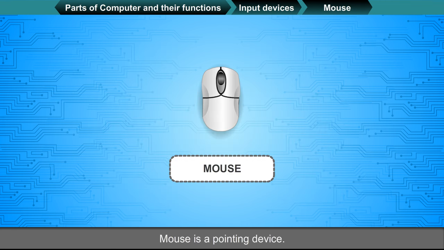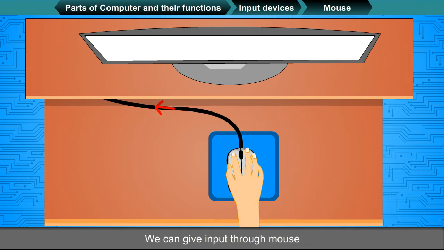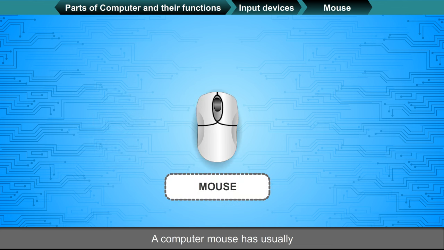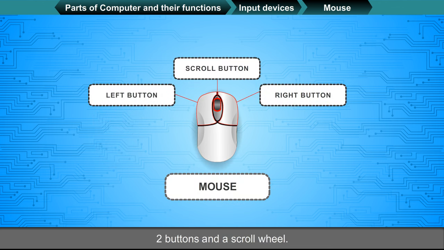Mouse. Mouse is a pointing device. We can give input through mouse by clicking, holding, and dragging mouse buttons. A computer mouse has usually two buttons and a scroll wheel.